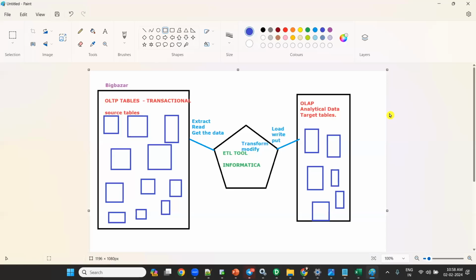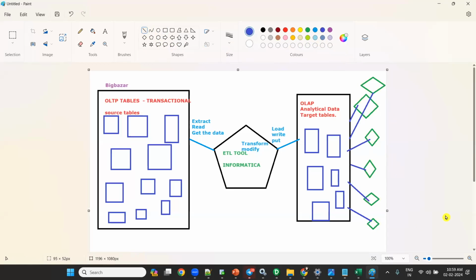See, from OLAP, reporting people will generate the business reports by using Power BI, Tableau, Cognos. From these target tables, reporting people will generate the business reports.